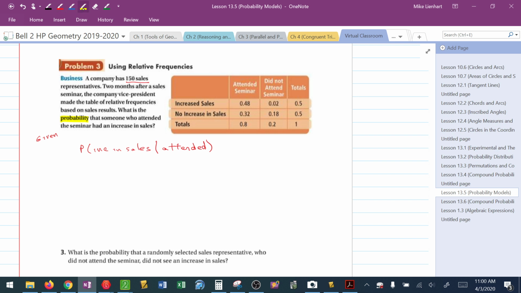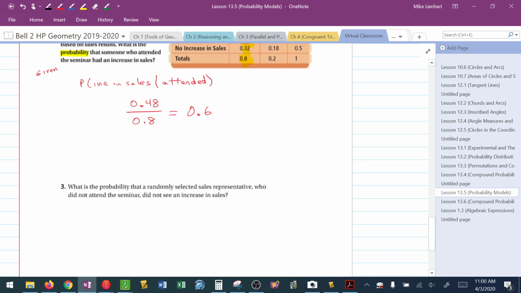All right, so how do we figure this out? Same way as before. Increase in sales, attended the seminar. All right, where do they intersect there? At 0.48. And that's going to be 0.48, though, out of my total, which is the total attended, or 0.8. And then if I simplify 0.48 divided by 0.8, hopefully you guys know that's 0.6, or 60%.